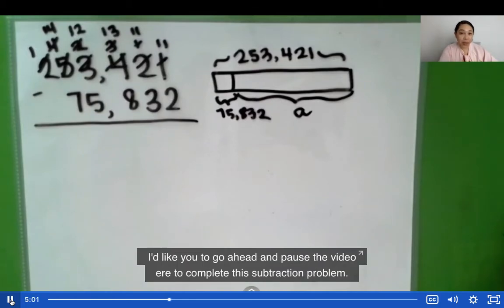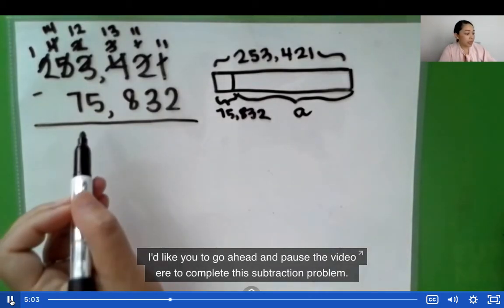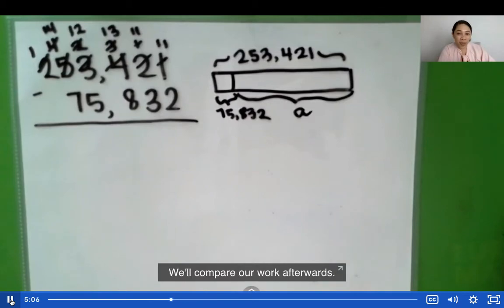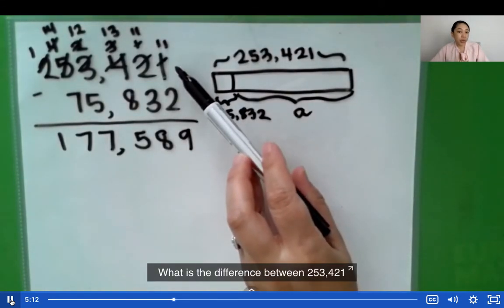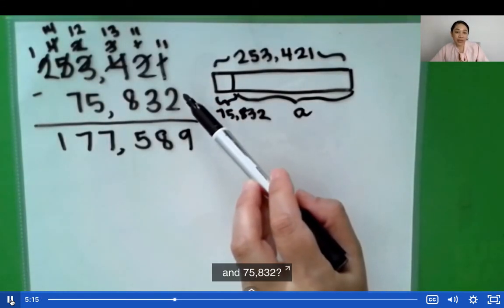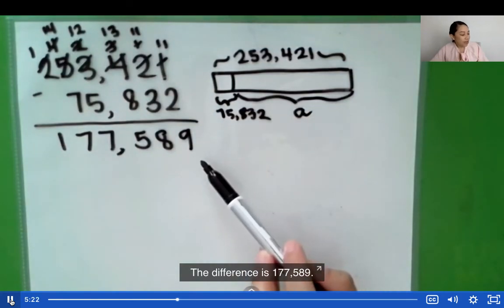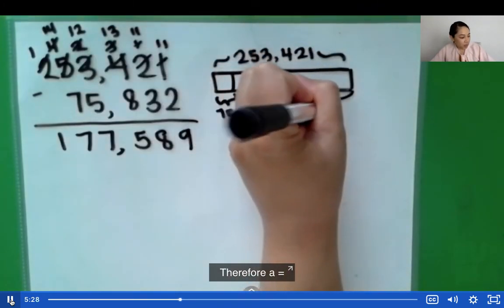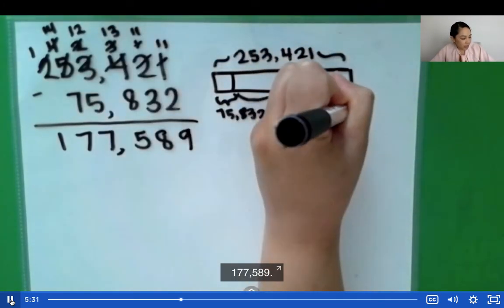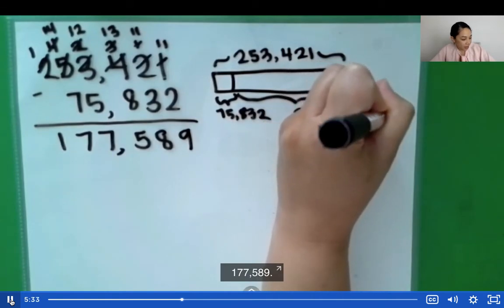I'd like you to go ahead and pause the video here to complete the subtraction problem. We'll compare our work afterwards. What is the difference between 253,421 and 75,832? The difference is 177,589. Therefore, a equals 177,589.